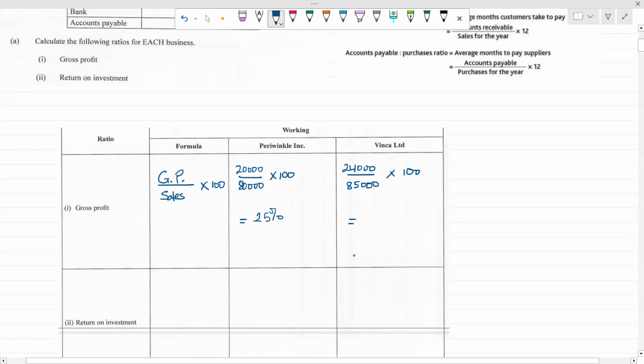And we have 24,000 over 85,000. That's going to give us, we could approximate here, 28.2%. Yes, I got 28.2, lovely.